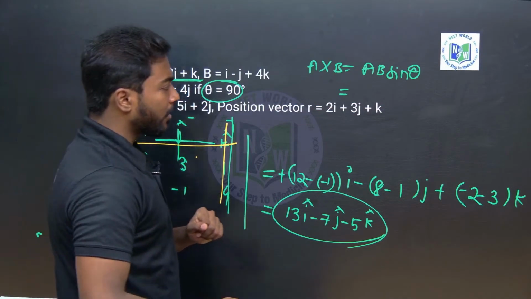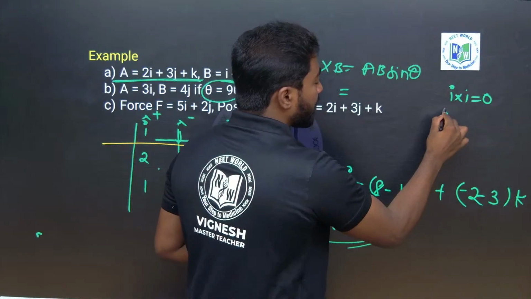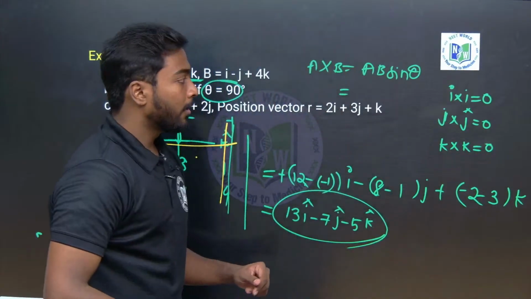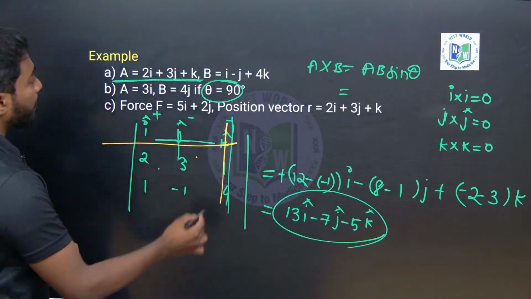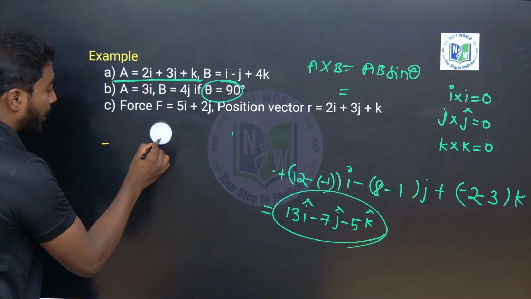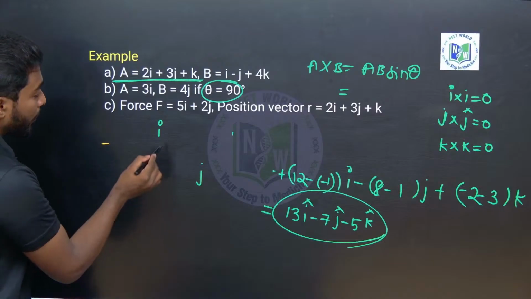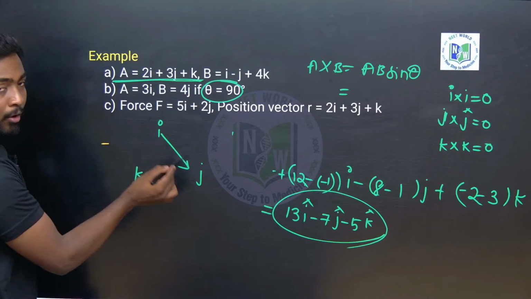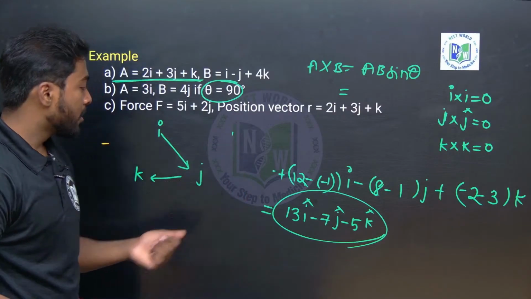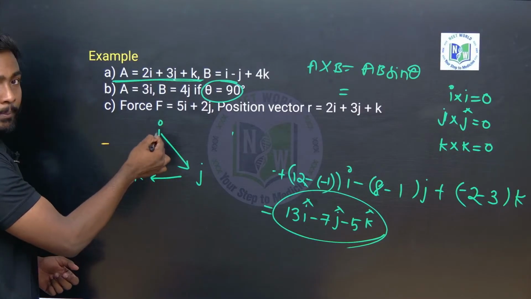One more thing is i cross i will be 0, j cross j will be 0, k cross k will be 0. Okay, and a trick is there to follow here. i, j, k. So when you cross multiply, that is cross product, i cross j, the resultant will be my k. That is perpendicular. The resultant is always perpendicular, we have discussed. So j cross k will be i, k cross i will be j.